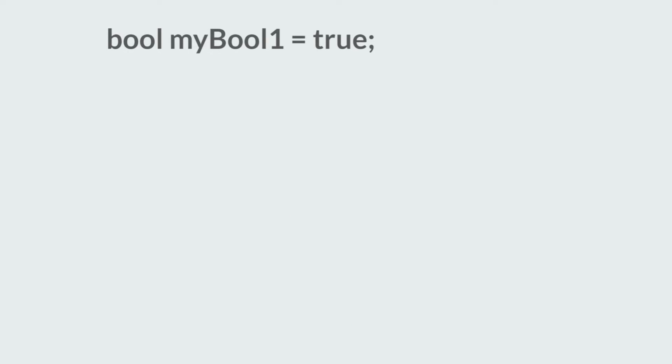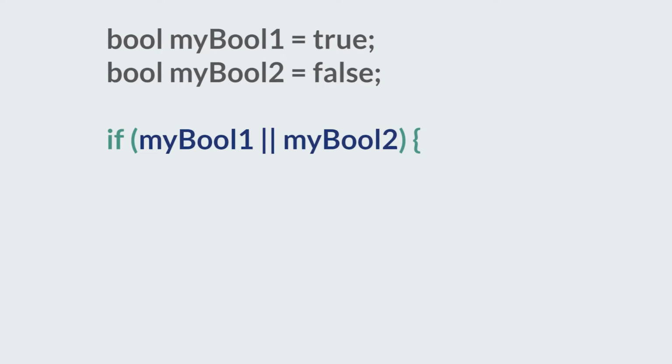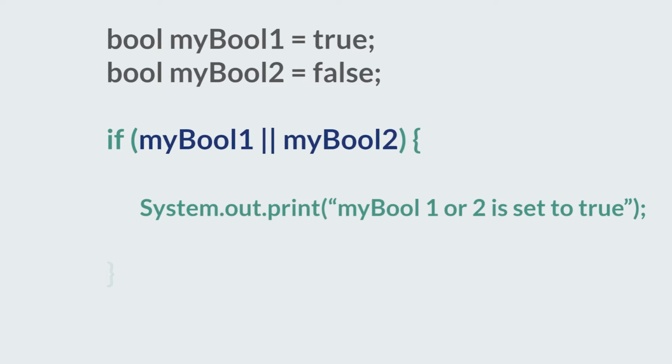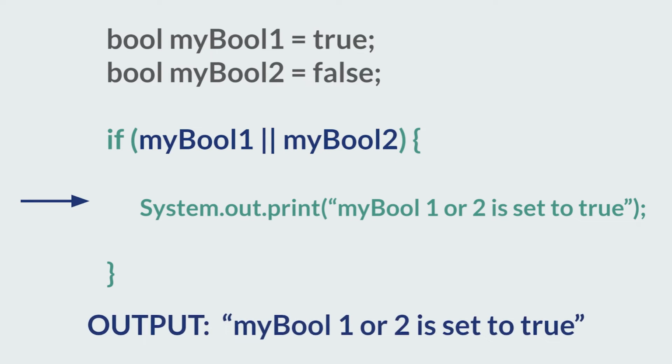Let's say we have two Boolean variables, myBool1 which is set to true and myBool2 which is set to false. Then we create an if statement that says if myBool1 or myBool2, and then inside we print out "myBool1 or 2 is set to true". In this case, since we're using the OR operator, that expression will evaluate to true, even though myBool2 is set to false. Because myBool1 is set to true, we're still going to run the code inside the if statement, therefore outputting "myBool1 or 2 is set to true".